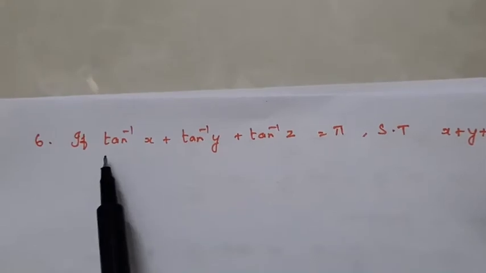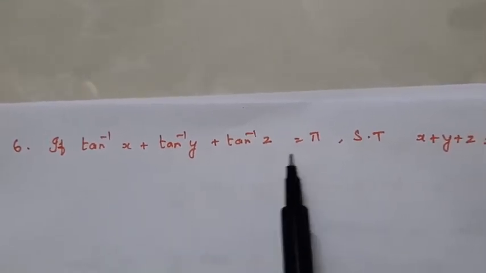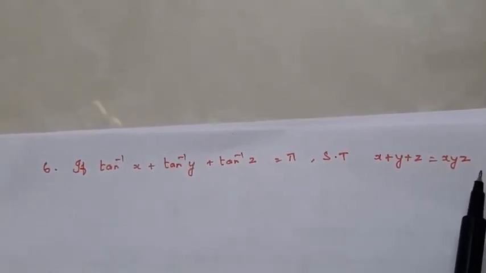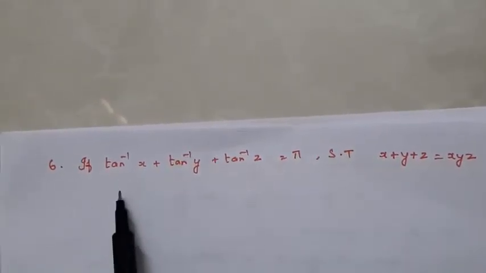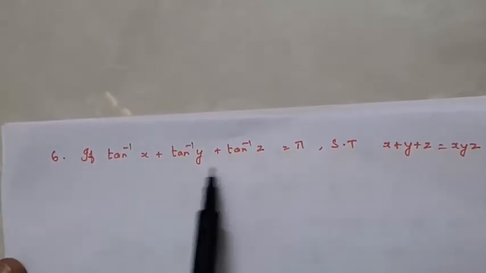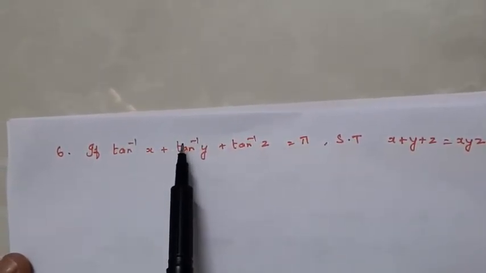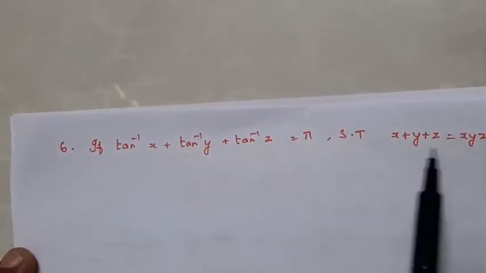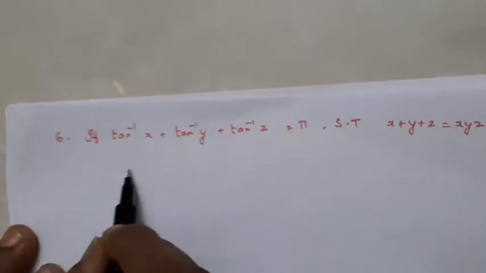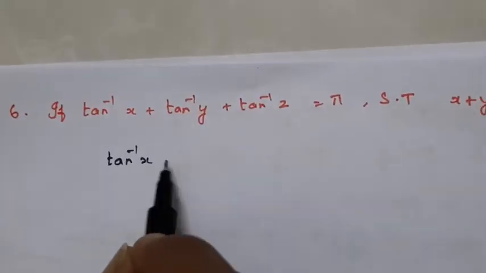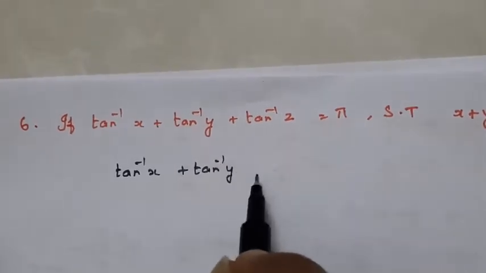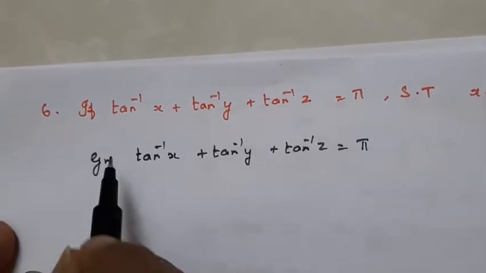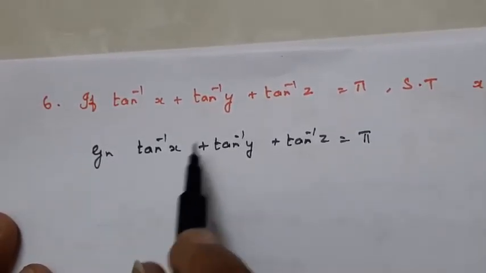Next, the sixth one is: if tan inverse of x plus tan inverse of y plus tan inverse of z is equal to pi, show that x plus y plus z is equal to xyz. See, this is nothing but the continuation of the previous problem. So, first of all, you have to find out the answer just like the previous one and then equate it to pi and show the corresponding result. That is, the corresponding equation is to be proved. Now, take the given: tan inverse of x plus tan inverse of y plus tan inverse of z is equal to pi, that is given. So, let us simplify this just like the previous problem.